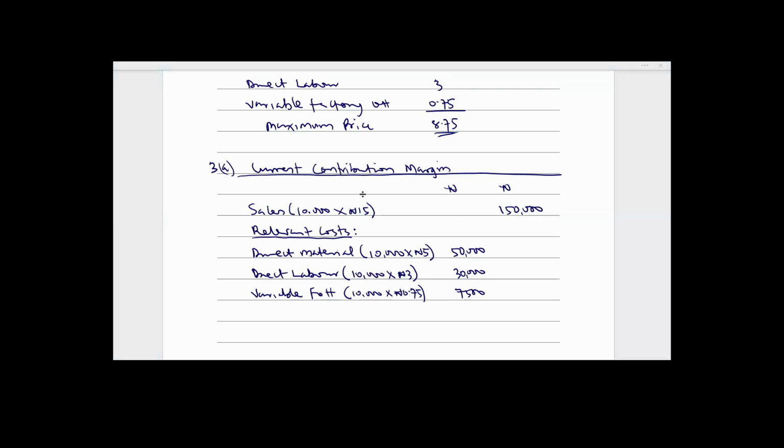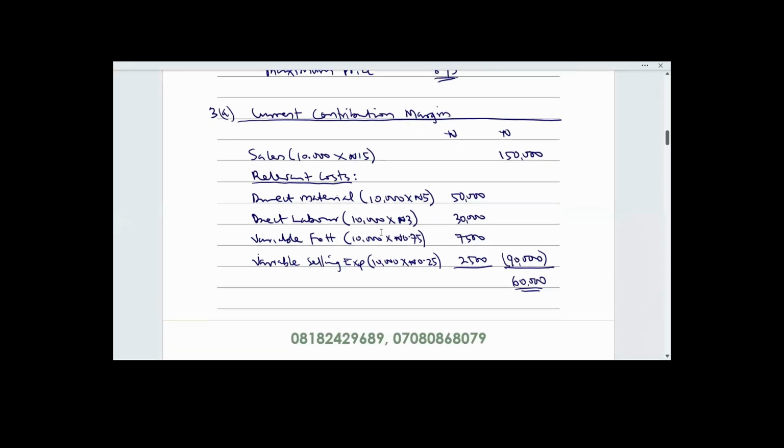We also have variable selling expenses, 10,000 multiplied by 25 kobo, 2,500. What else? The fixed admin and the fixed factory overhead are not relevant. You ignore them. So add it up. What do you have? That should be 90,000. Thank you, Kunle. So 150,000 minus 90,000 will give us 60,000. So that's the current contribution margin.